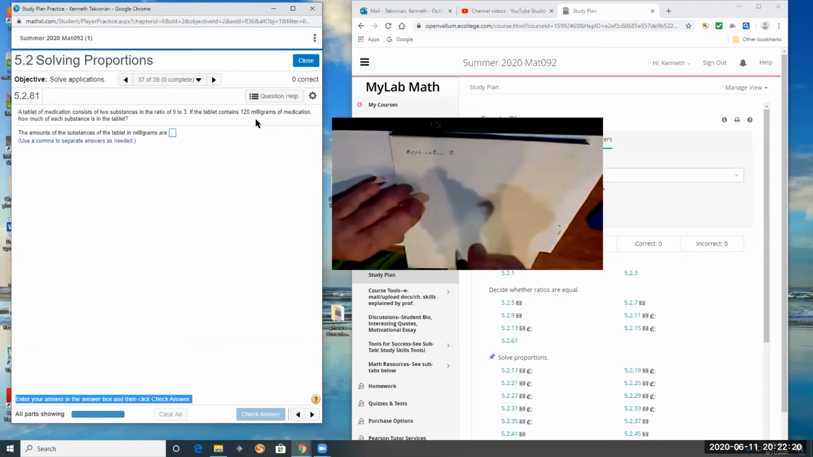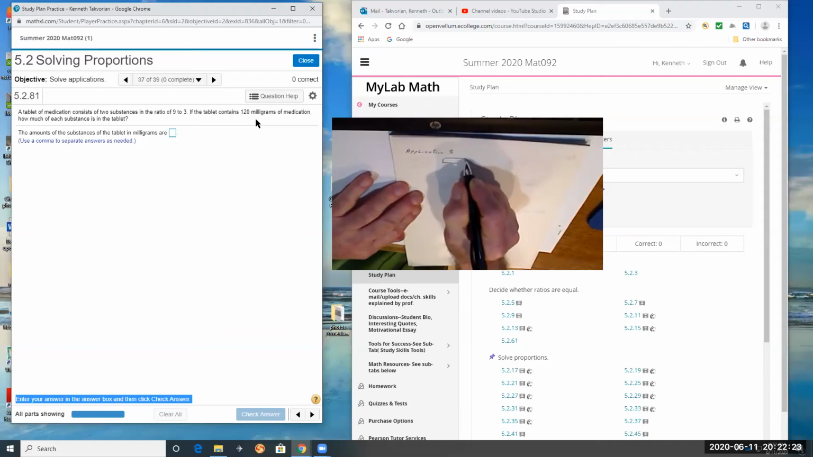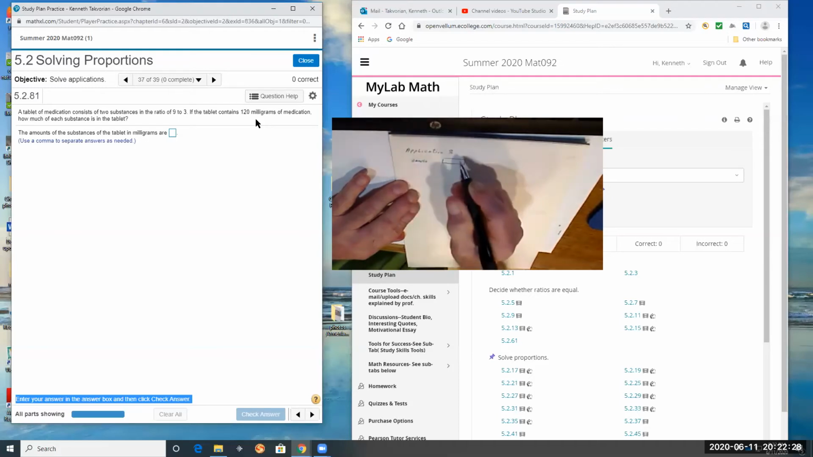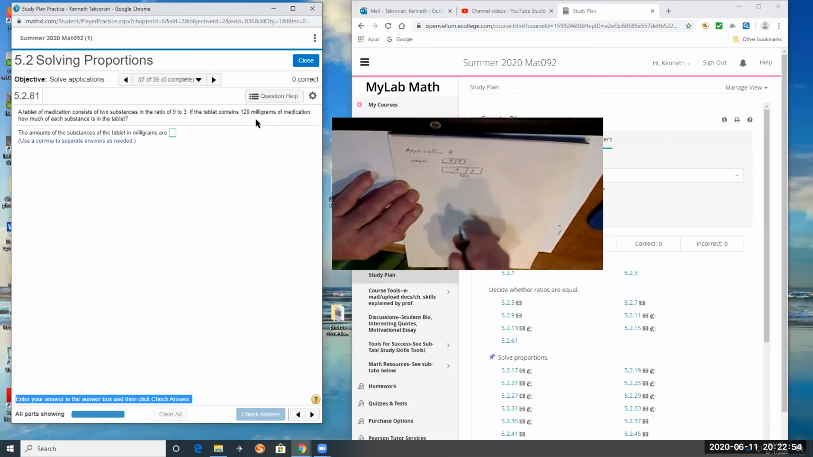Let's make what I call a sample pill. And the ingredients are in the order of 9 to 3. The actual pill has 120 units. And the substances need to be proportional to the sample. So let's call this X, let's call this Y. There are actually two different ways of doing this problem. I'm going to show you one of the two ways.